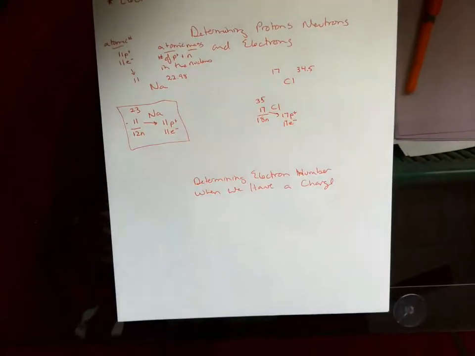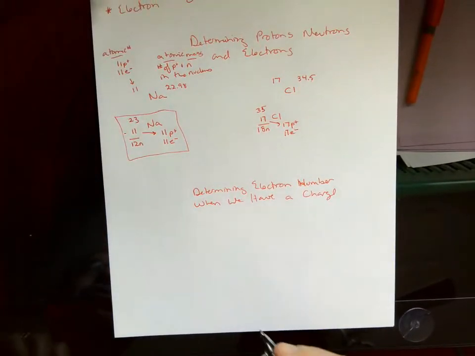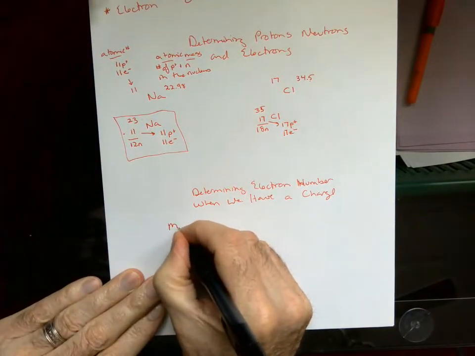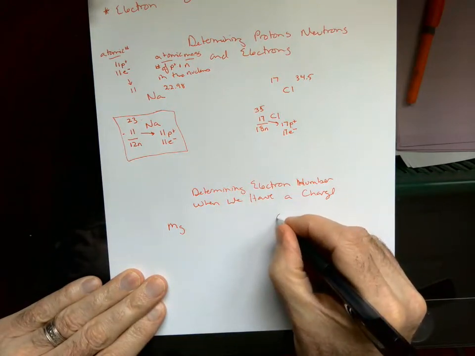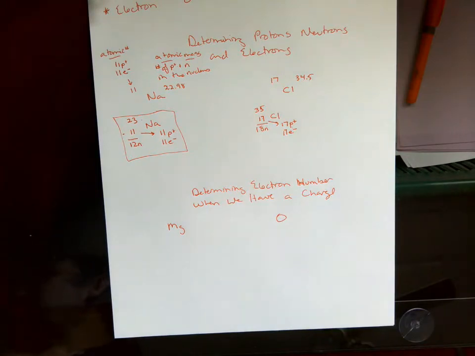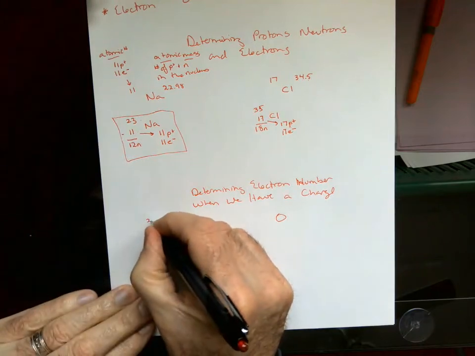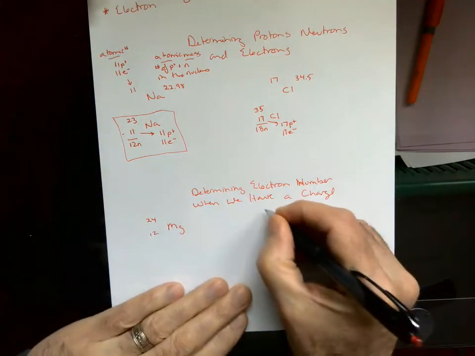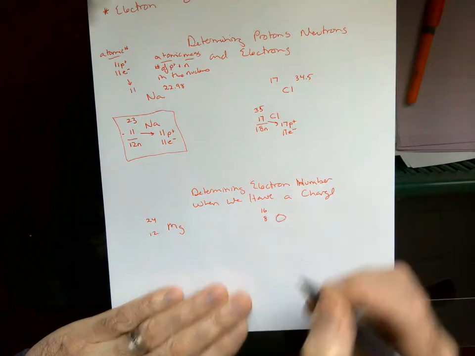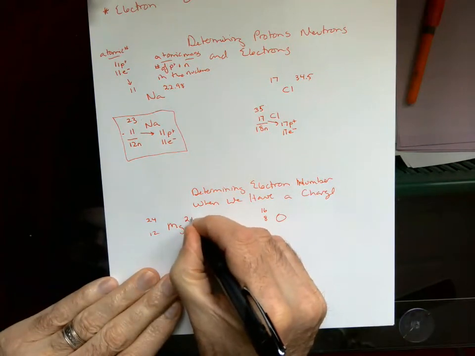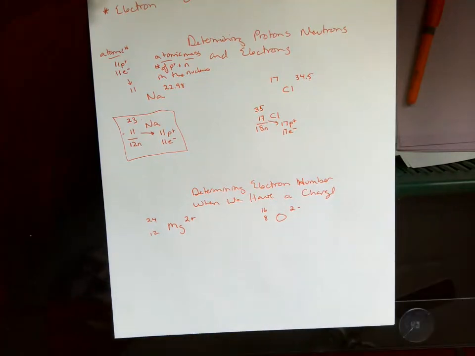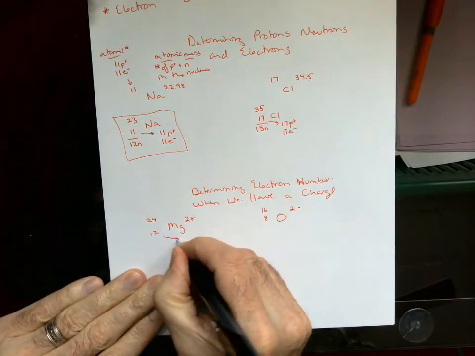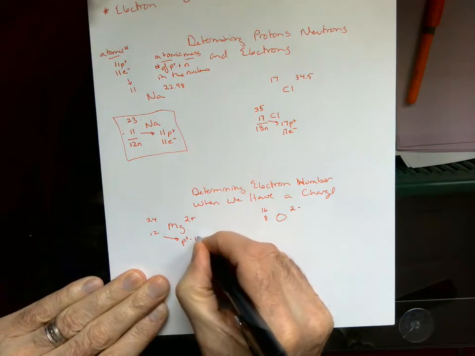What happens if we have a charge on something? Let's try two things. We'll do magnesium and we'll do oxygen. So if I look up the data on magnesium, I'm going to have 24 and I'm going to have 12. For oxygen, I'm going to have 16 and 8. And now we're going to give a charge. We're going to have 2 plus, and for oxygen, we're going to have 2 minus. So do everything as if there was no charge.